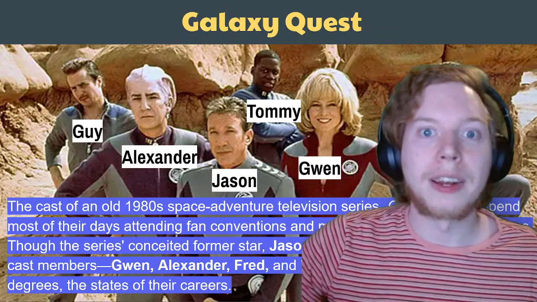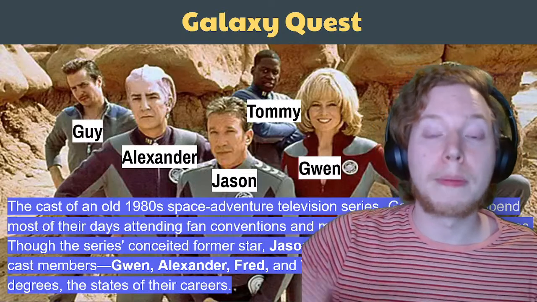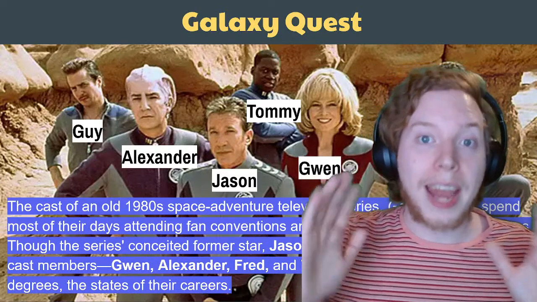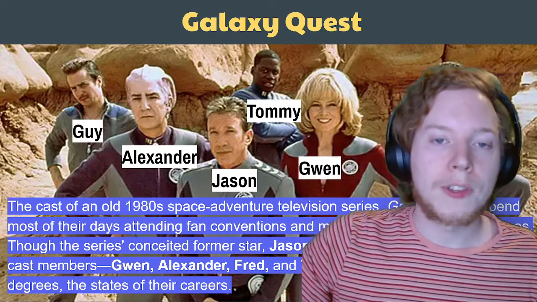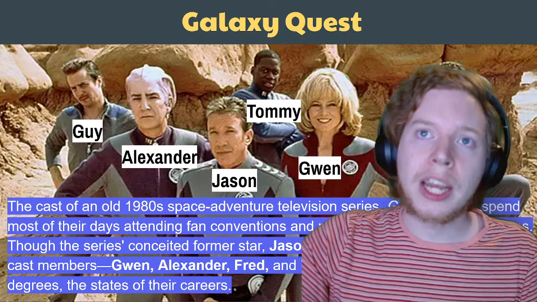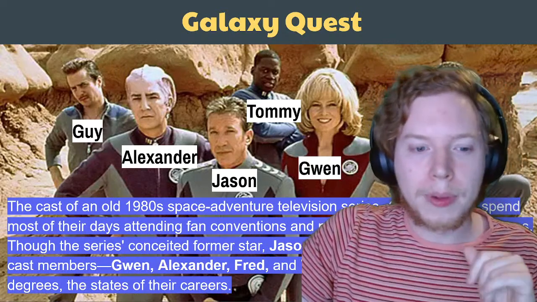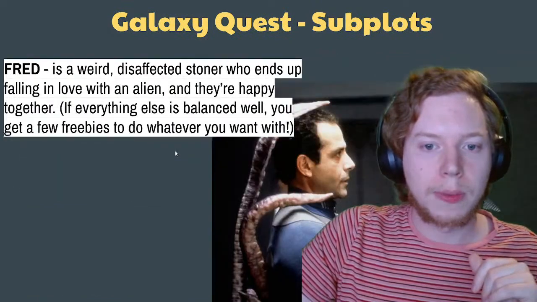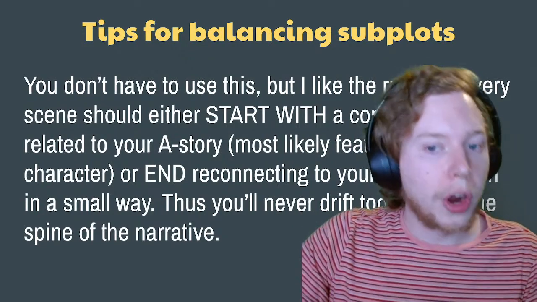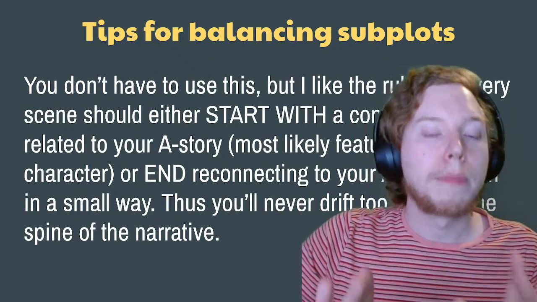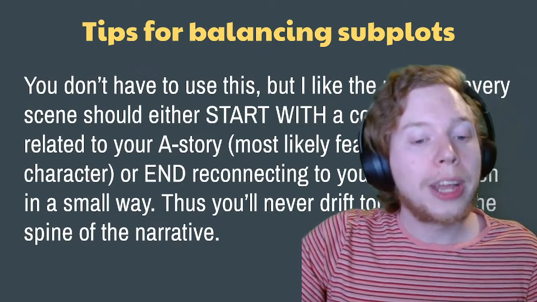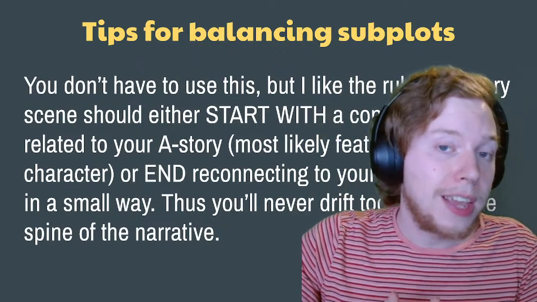If you look at something like a Wes Anderson movie or a Tarantino movie, it might be much more evenly distributed, but still, that A story is where we're going to be spending a lot of our time in movies. And so I have certain ways of keeping us on track when it comes to that sort of story. I find it really helpful to use this technique. I'll just skip to the end really quick because this is my last slide for some reason. You don't have to use this, but I like this rule that every scene should start with a conflict directly related to your A story, most likely just the main character trying to accomplish something directly related to the A story, or it should end reconnecting to your A story, even in a small way.